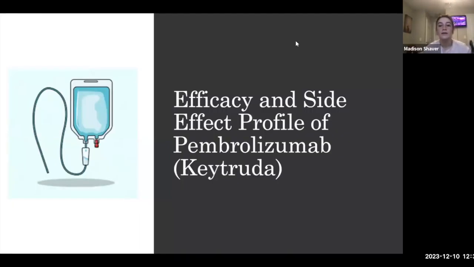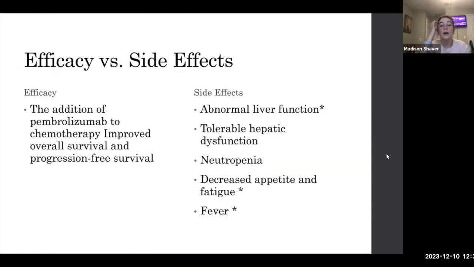So now we'll talk about the efficiency and side effect profile of Keytruda. First, with the efficiency, the addition of Keytruda to chemotherapy improved the overall survival rate and progression-free survival, showing that there is more positive than negative impact. The side effects, however, include abnormal liver function, tolerable hepatic dysfunction, neutropenia, decreased appetite and fatigue, and fever. The three with the asterisk beside them are the most prevalent or the more common side effects.